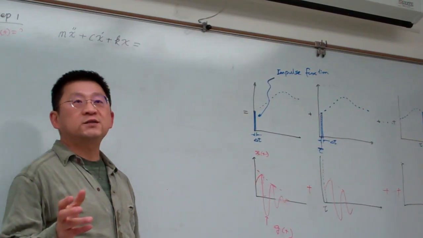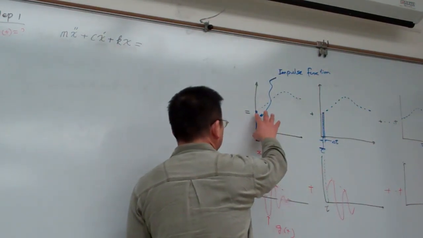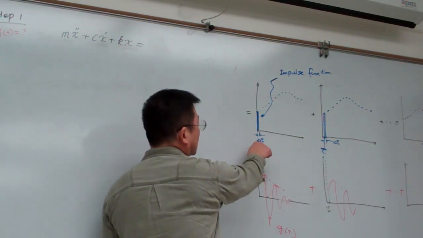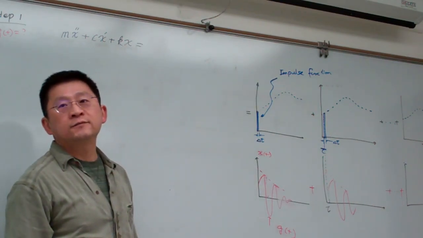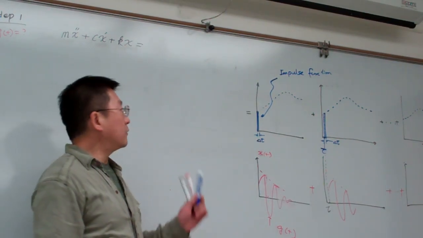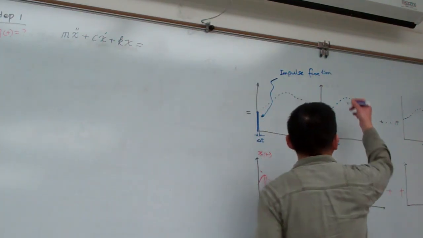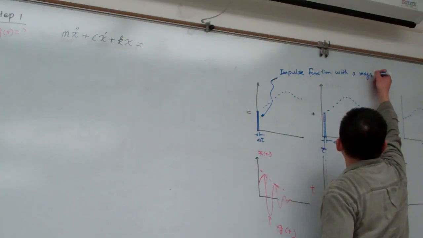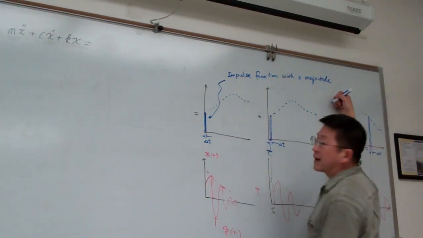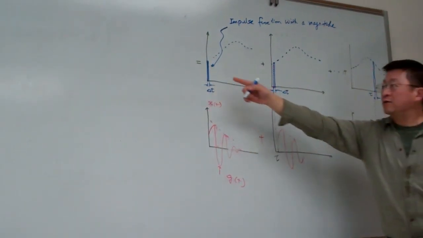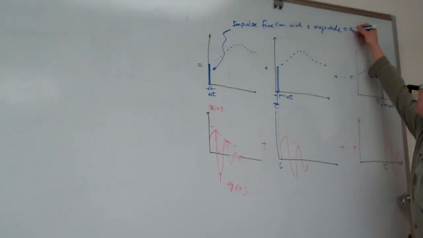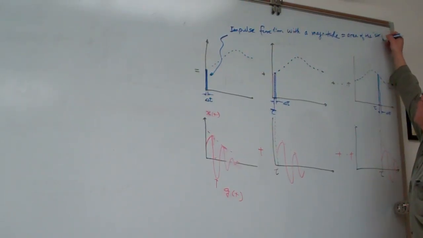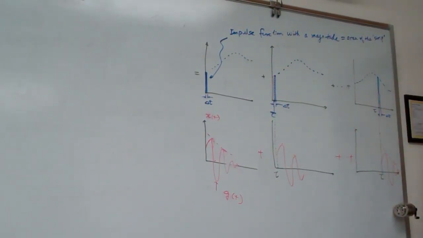The impulse function basically is such that certain pulse applied in no time, basically in theory, delta t approaching 0. Okay? And for any impulse function, its magnitude is equal to the area of the strip. So that is the definition of the impulse functions.